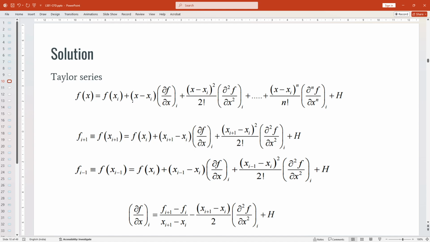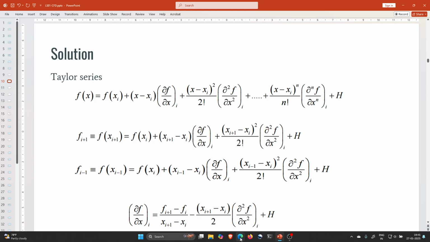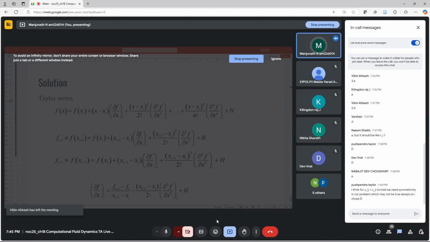If you have some issue with Taylor series expansion, I have given a detailed explanation of Taylor series here also. From this, you can see how the initial solution is coming. There I have taken the Taylor series for granted. If you want me to explain it, I can explain. Do you want me to explain the Taylor series also? No, it's fine, I guess.